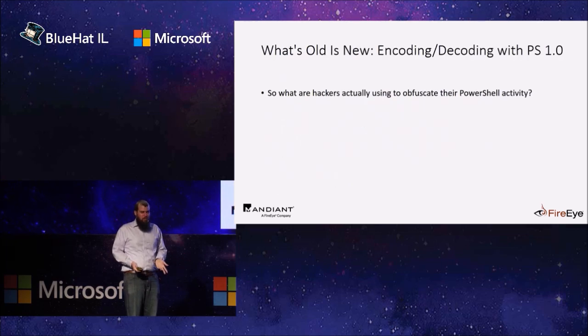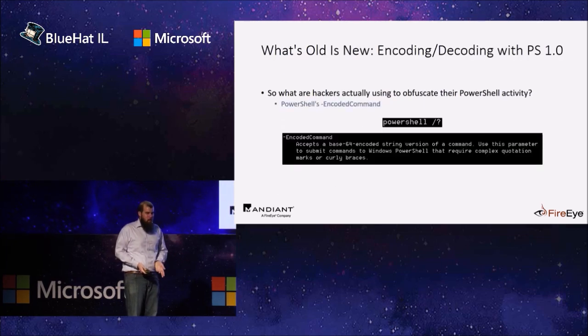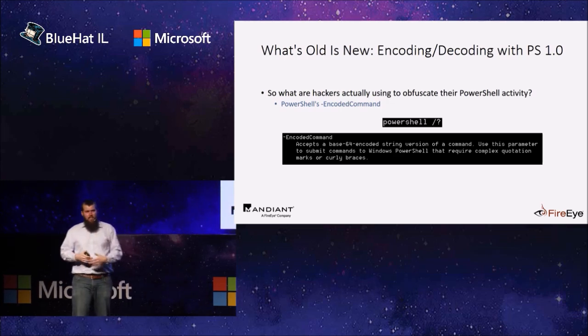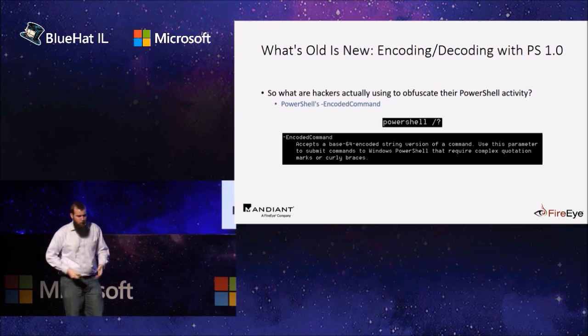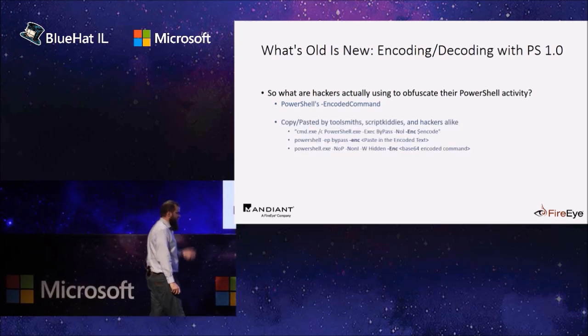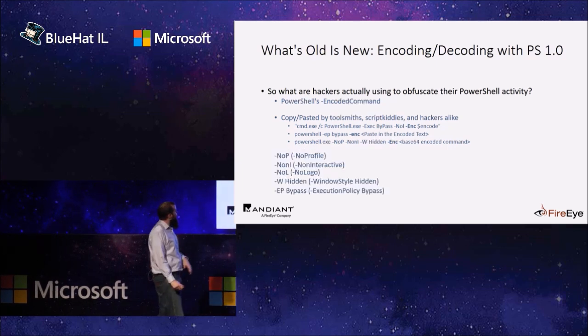Well, they've been using what works, and that is encoded command. Because PowerShell gives it to you. It takes care of all these crazy tick marks and escaping. It gives you a nice base 64 encoded blob. All right? That's what attackers are pretty much using most of the time. It's easy to copy and paste.